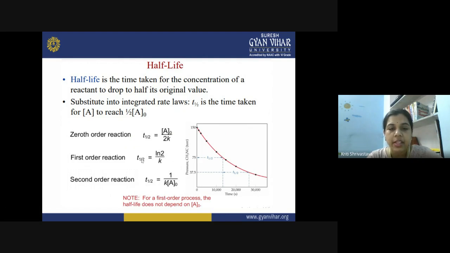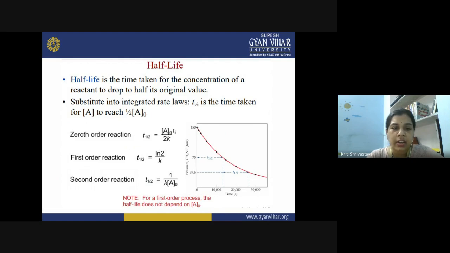So t half represents here the time, the half life, and how it is related to the other terms. It depends upon the order of the reaction also. So how are these expressions obtained? Simply, in the different rate law expressions that we obtained in the previous lecture, we replace the A value, the concentration term, with half A naught, and the t value with t half, that is the time taken for the concentration to become half.